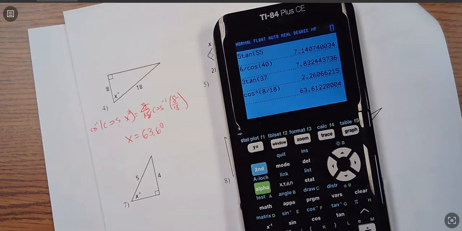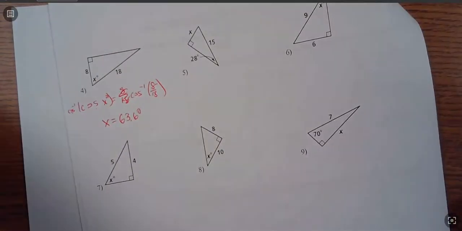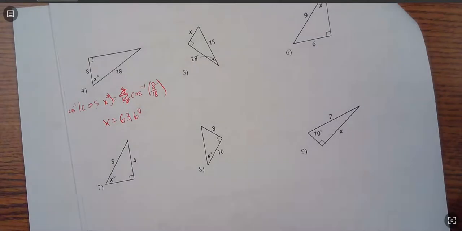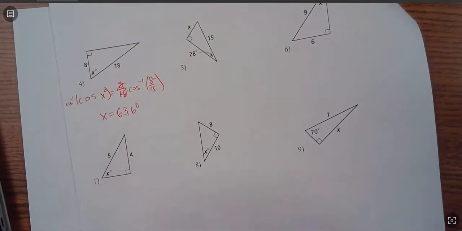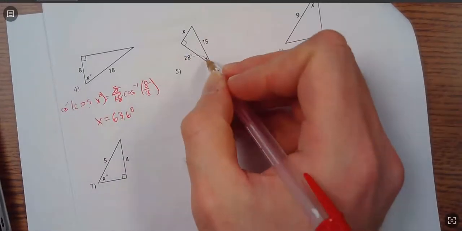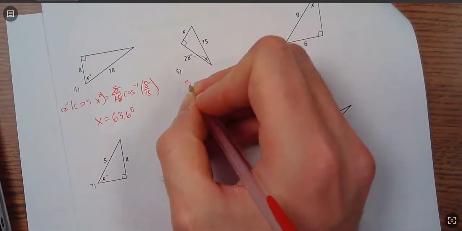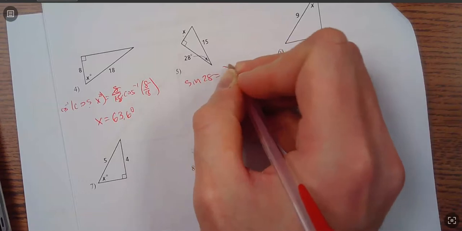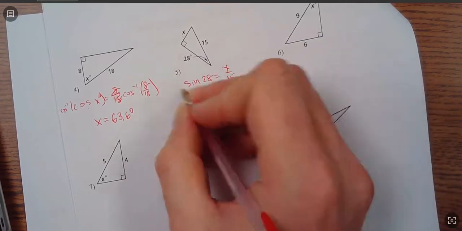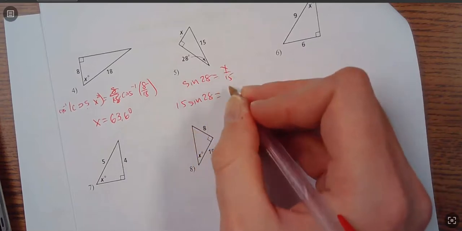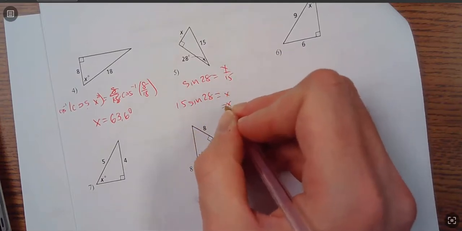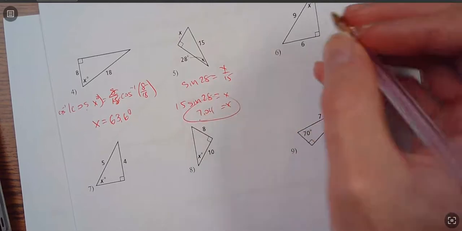Okay, so if you feel really confident with this, you just try the rest of them and fast forward the video, because that's basically what I'm going to be doing here. I'm going to go a little bit faster though. So this one, opposite over hypotenuse. So sine 28 equals x over 15. Multiply the 15 over. This equals x. So x equals 7.04.